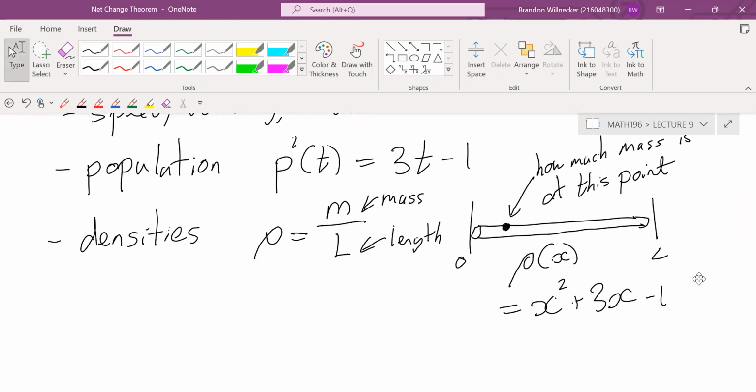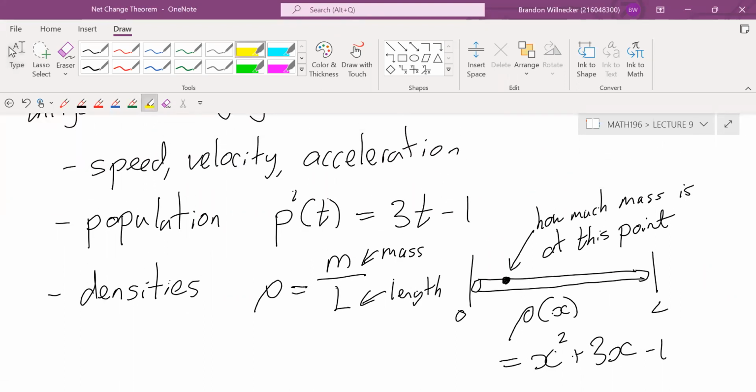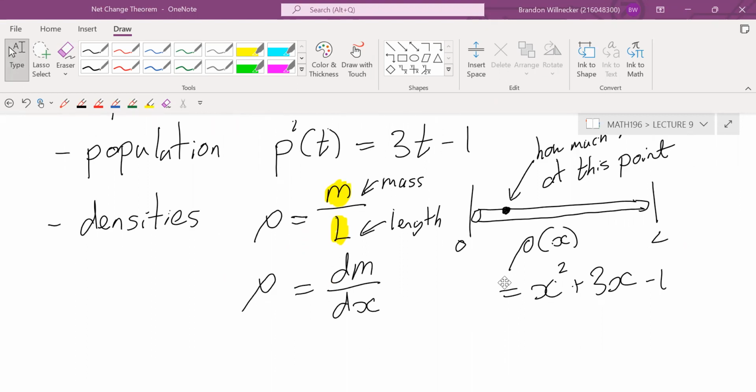Okay. Now, what happens if we want to find the total mass? Well, we see that this density is actually a derivative because it's the mass per unit length. So we can actually write this as the change in mass over the length. So dm by dx. That's the density. We call the density rho. Okay. Now, if we want to find the total mass, we need to undo this derivative. And so we use the net change theorem. So in this case, the mass will then be the integral of the density along the rod, from 0 to L. And then that gives us the total mass.